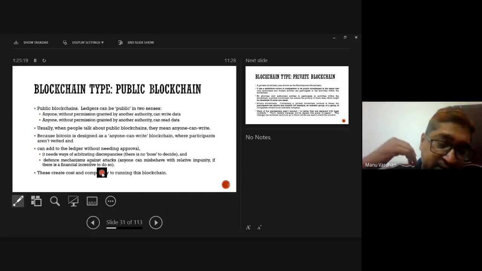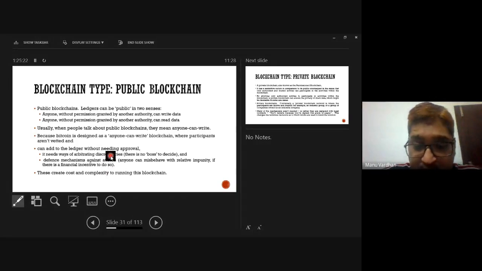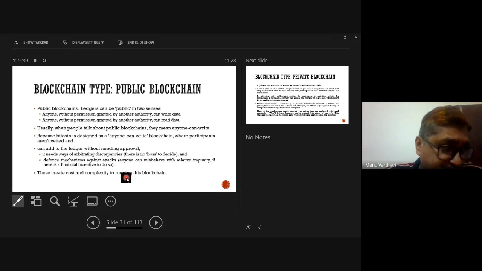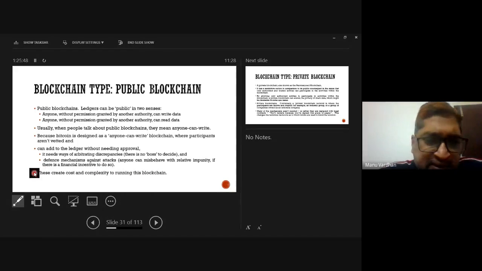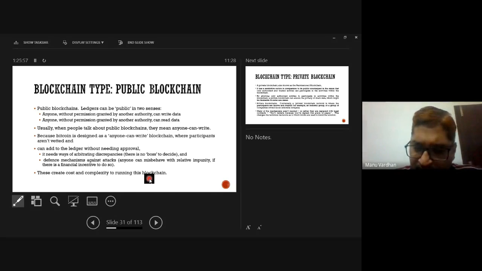Because I can bribe someone to congest the blockchain. I can bribe someone to create overhead on the blockchain. I can bribe someone to inject denial of service in the blockchain, something like this. So these create a cost and complexity to run this blockchain. So if there is an advantage of public blockchain, automatically some disadvantages get associated also. The cost and complexity of running this blockchain is quite huge.